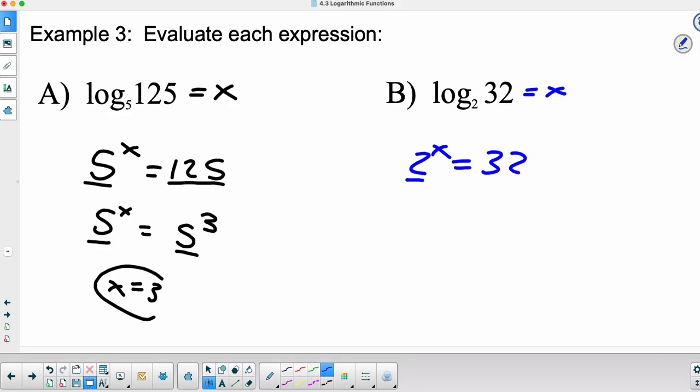Now, why am I doing this again? This is base 2. Is there a way to write 32 as a base of 2? 2 to what power is 32? 2 to the first, 2 to the second is 4, 2 to the third is 8, 2 to the fourth is 16, 2 to the fifth is 32.